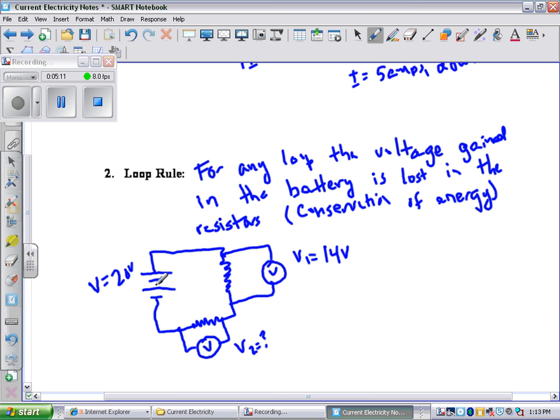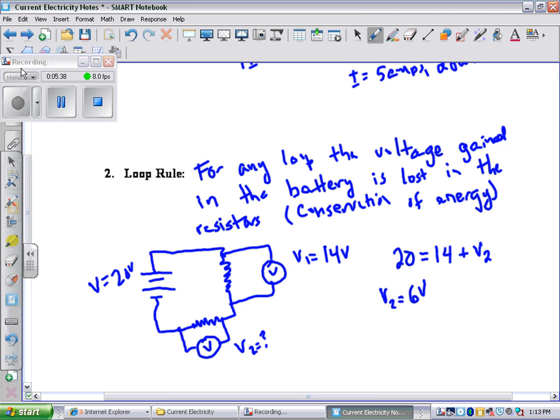So as the electrons went through the battery, they gained 20 volts. And by the time they get back, they have to lose 20 volts. So I have 14 for V1, and then they're going to lose the rest of it when they go through the second resistor. So V2 is just going to be 6 volts. So that's a pretty simple rule as well.